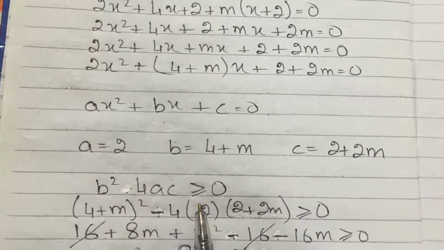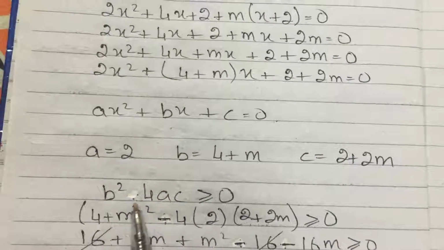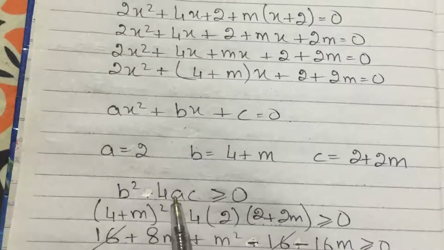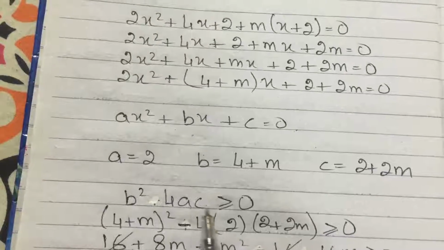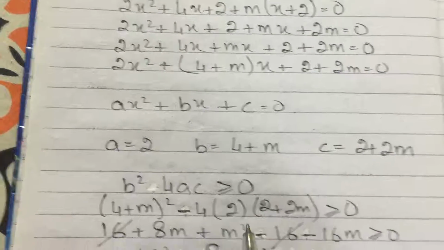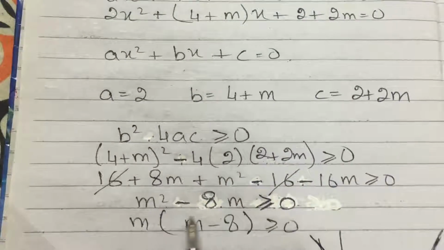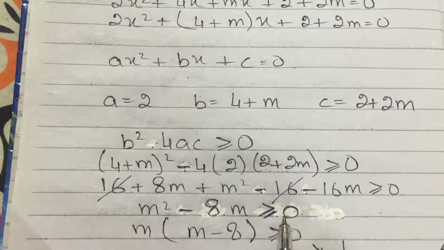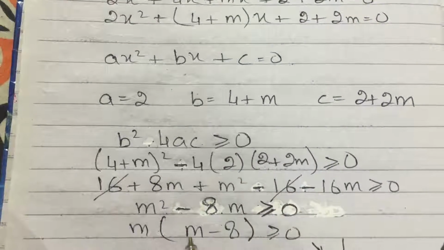So now, because question said initially to have real roots, we know that discriminant will be greater than and equals to 0. So now substituting the value of b, 4 plus m square here, a 2 here, and c 2 plus 2m. So now after expanding we get this equation, m square minus 8m greater than equals to 0. Then factorizing, m times m minus 8.